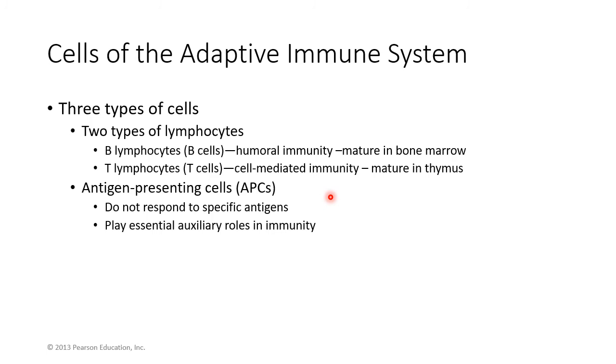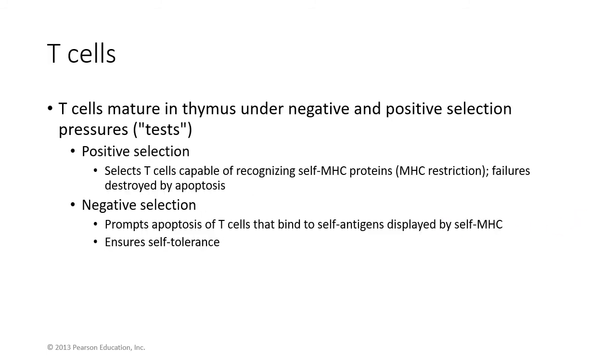And antigen-presenting cells, also called APCs, do not respond to specific antigens, but they play auxiliary roles in immunity because they actually will ingest something, digest it, put a piece of it up on their cell marker, and present it to the other players in the immune process. Okay, so T cells. They mature in the thymus under processes of negative and positive selection tests. Positive selection selects T cells capable of recognizing self MHC. Now, MHC stands for Major Histocompatibility Complex proteins. I'll break this down for you in a minute.